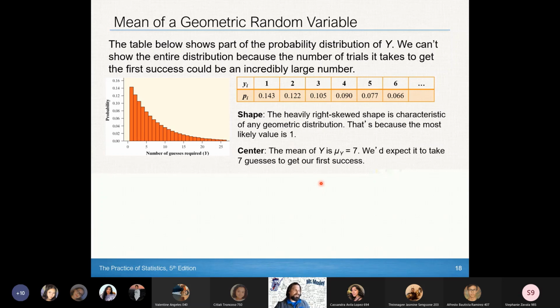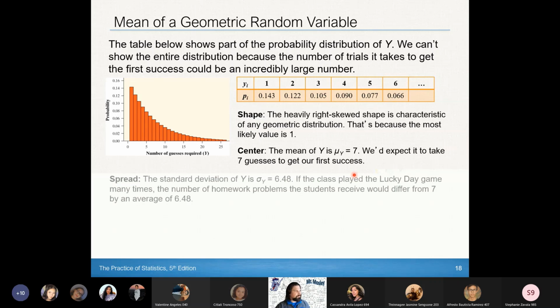The center, right? The mean of y is 7. We'd expect it to take 7 guesses to get our first success. Right, you have a 1 in 7 chance of guessing correctly. Chances are you'll get a correct guess by the 7th guess.